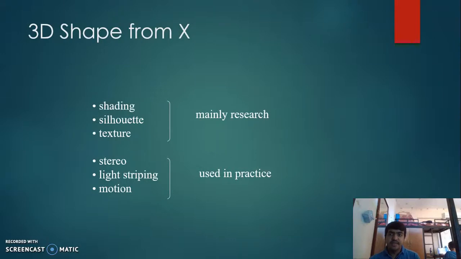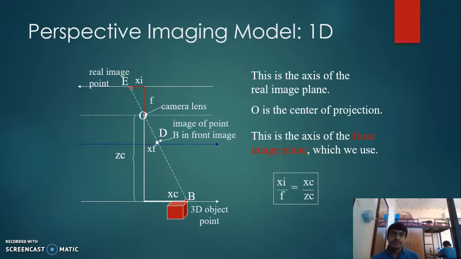Now 3D shape from X: shading, silhouette, texture, stereo, light striping, motion. Today we are going to discuss only stereo. Light striping is going to be there in these slides, but we are only concerned about stereo.